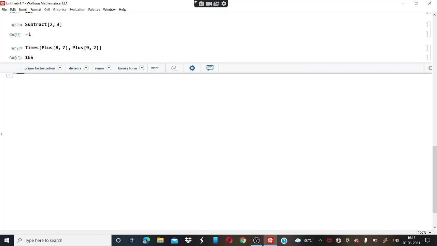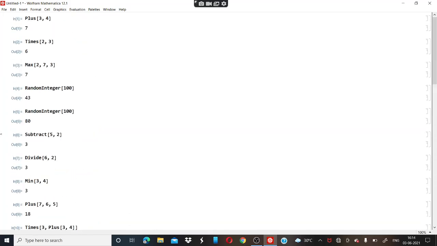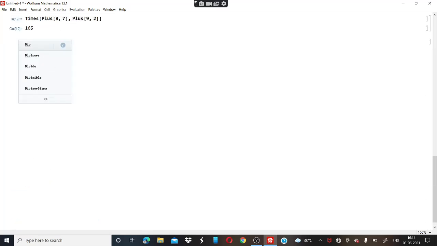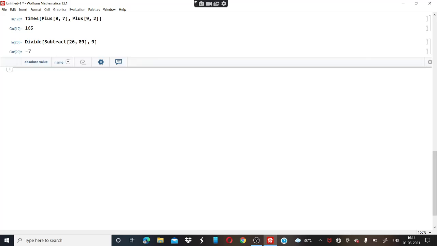So our main function is divide. For division, you can see divide, and here we are going to use divide. So we write divide, then bracket. Then we are going to write 26 minus 89. For that we are going to use subtract, 26, 89. Bracket close and comma 9. Then we press shift and enter and we get the result as -7.